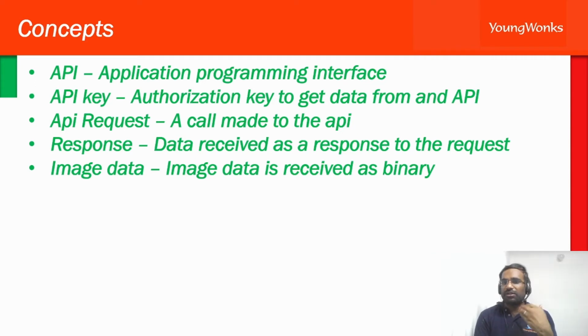Now, whenever you want to connect to an API, how do you prevent people from overusing it and just spamming it? You need what is called an API key, which is kind of like a password to get access to the API. Once you have the API key and you know the API, you can make an API request. And that brings us back a response containing the data that we requested. In this case, we're going to get image data as a response, which is actually binary in nature. All right, that's pretty much all we need to know in terms of concepts to get going.